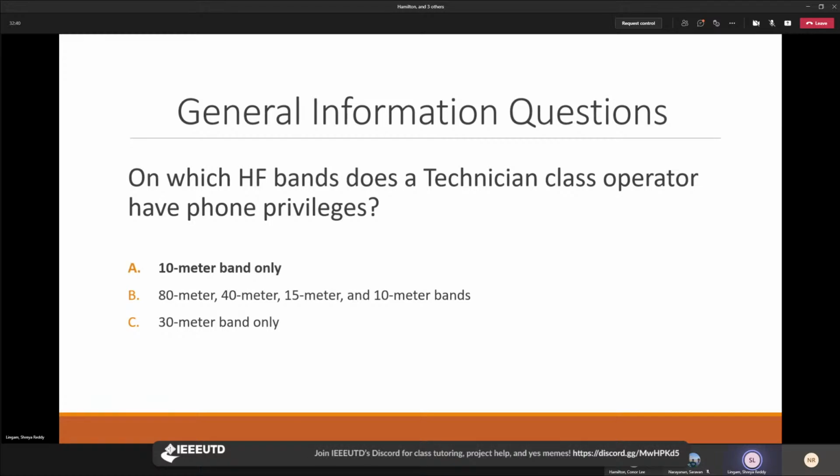Okay, so the answer is A, 10 meter band only. So HF stands for high frequency, and it refers to radio frequencies from 3 to 30 megahertz. So if you hold a technician class license, it's limited in use of the HF band. So with this class license, you have access to phone and data privileges on a portion of the 10 meter band. So if you want to work with the HF radio or high frequency radio, you will need to get a general or an amateur extra class license.